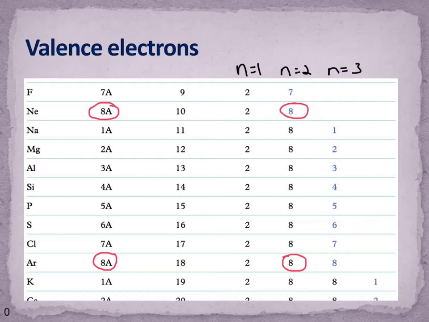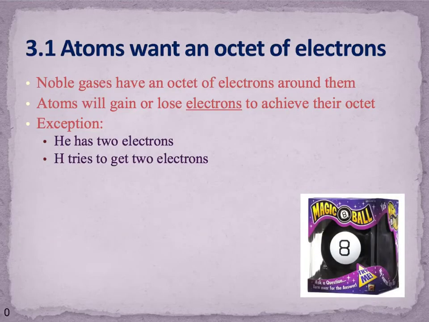So now we want to worry about, how do we know it's 8? Why do we worry about that number 8? Well, it turns out that's kind of a magic number. This 8, this octet, is what noble gases look like. We know that noble gases are very unreactive. They're very happy the way they are. They don't want to gain or lose electrons. They don't want to do anything. They don't form bonds. They don't form compounds. They're just there all by themselves.